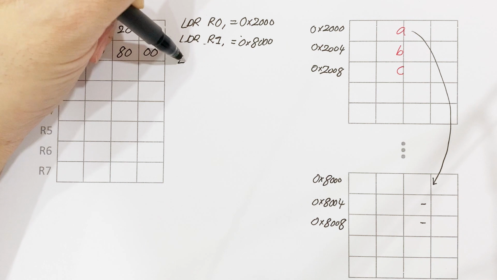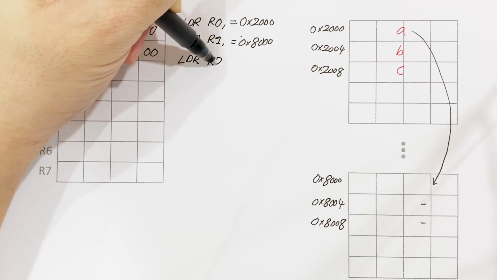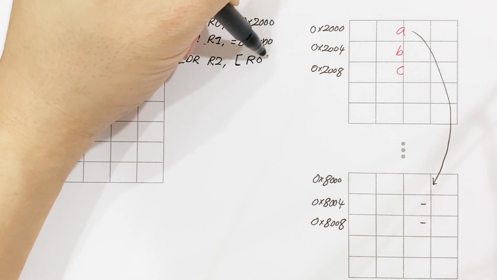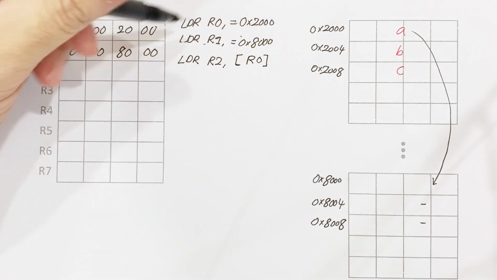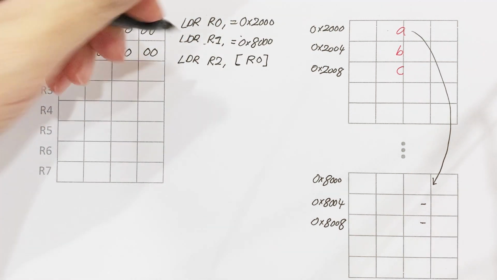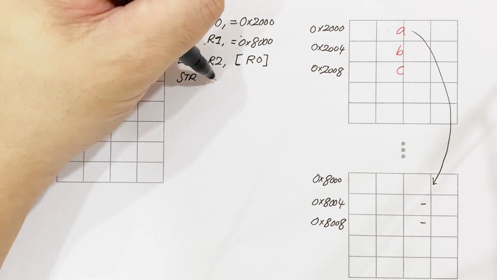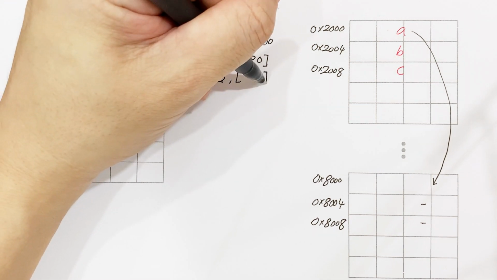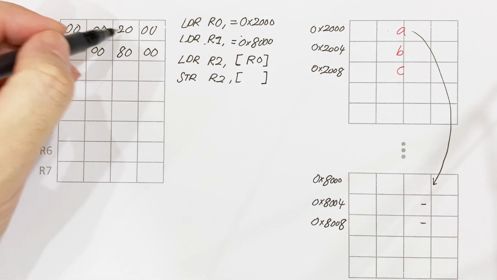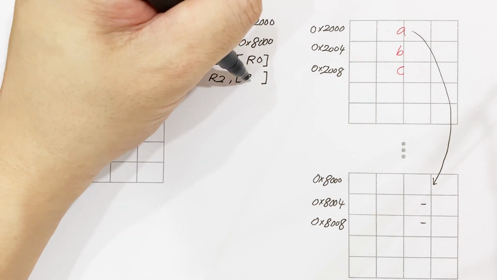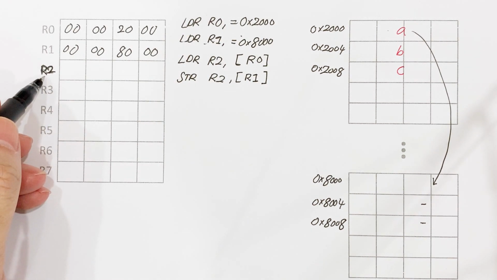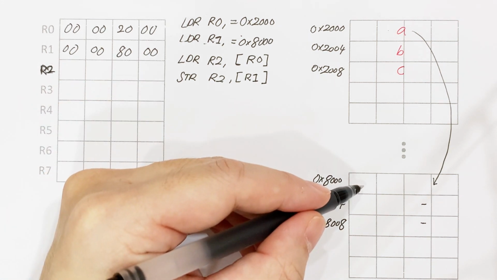So first I will just load into register 2. The value comes from the memory. The address is given by register 0, which is 2000, so that I can copy A to register 2. Then I store whatever value I put in register 2 back to the memory. However, the address, instead of 2000, is supposed to be R1, which is 8000, where I would like to store the value of R2 back to the memory location.